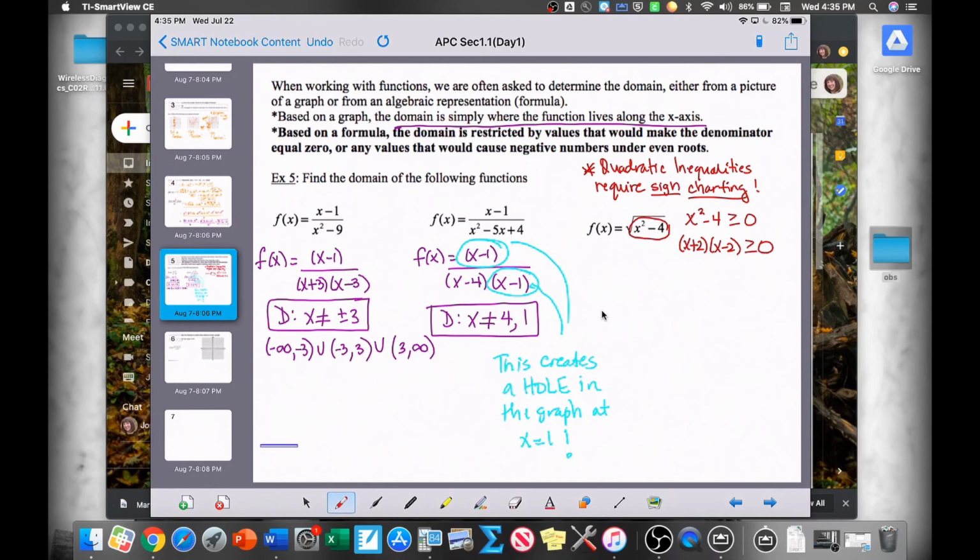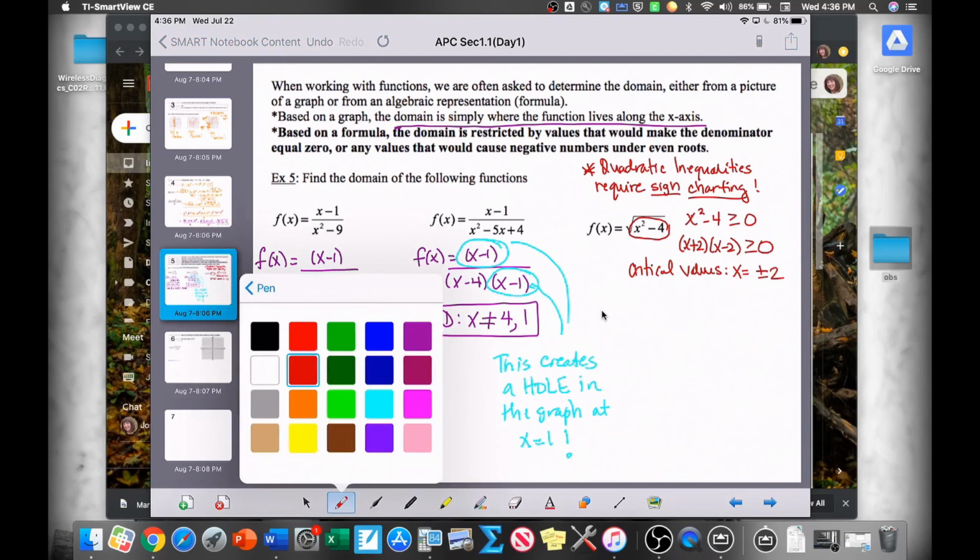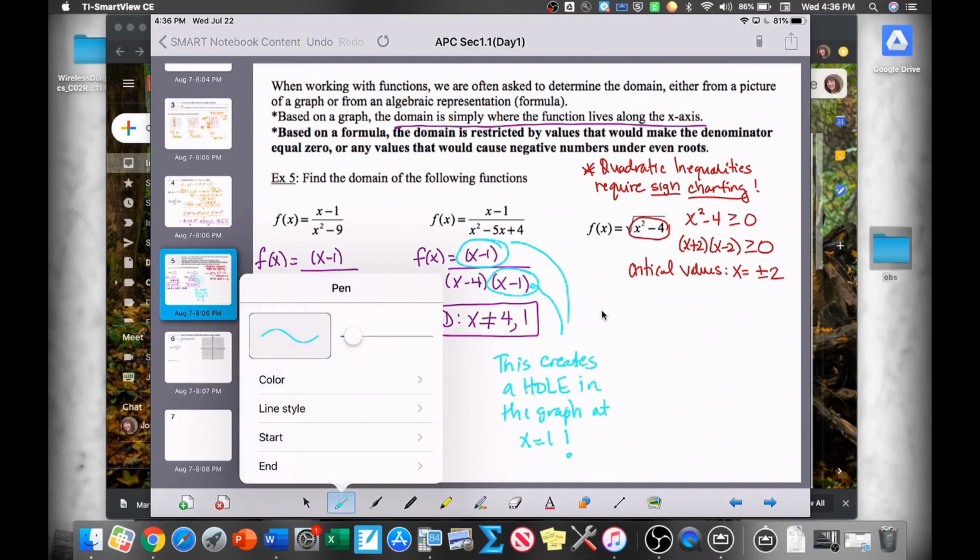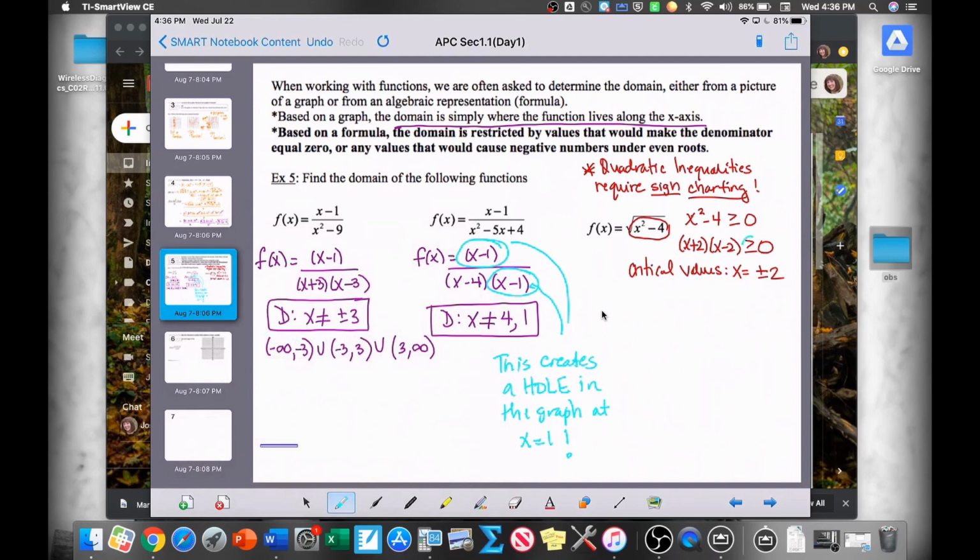Okay, so a couple of details here. The critical values that we're looking for are the values that make our factors equal 0. So my critical values for this particular function are going to be x equals positive and negative 2, because those are the two values that would make this function equal to 0. Now, if I want this to stay greater than or equal to 0, that means that I am looking for the positives.